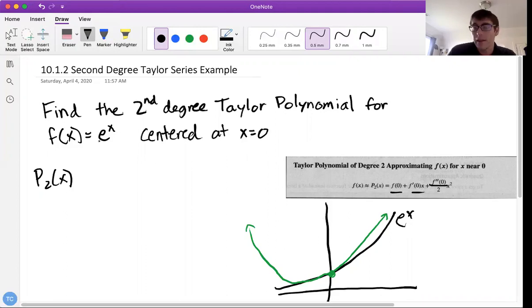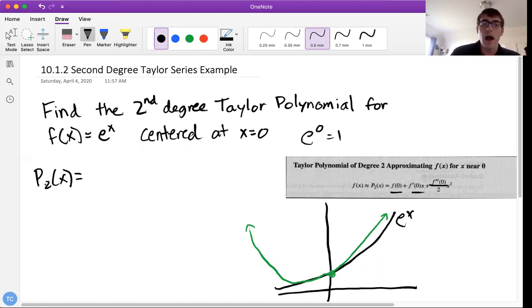So the derivative of e to the x is e to the x. This evaluated at x equals 0, so e to the 0 is 1. So f of 0 is 1, f prime of 0 is 1, f double prime of 0 is 1. This is all because the subsequent derivatives of f of x are always e to the x.